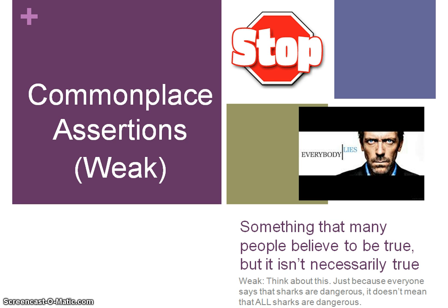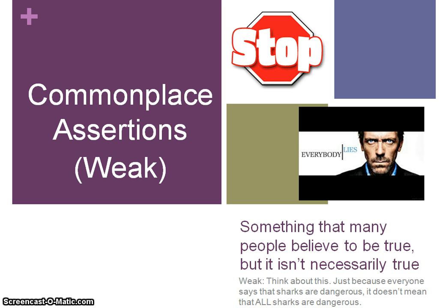Our third common type of support is called a commonplace assertion. This is something that many people believe to be true, but it isn't necessarily true. Think about the idea of sharks. Many people in the general public believe that all sharks are dangerous, but just because this is something that generally people believe, it doesn't mean that this is actually true. There are actually many types that are not dangerous, but people don't know that because of what they've heard.